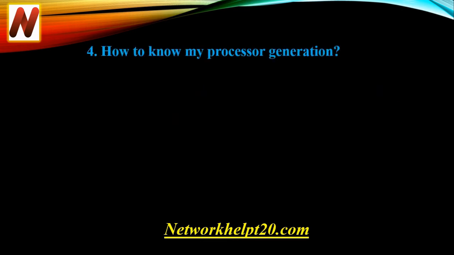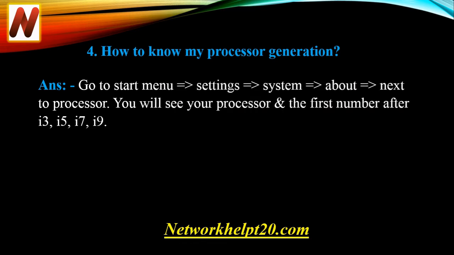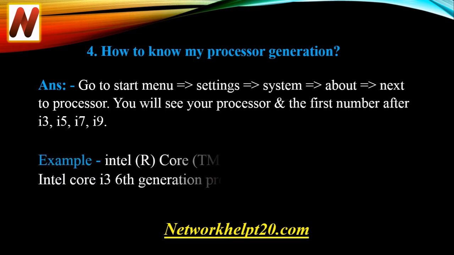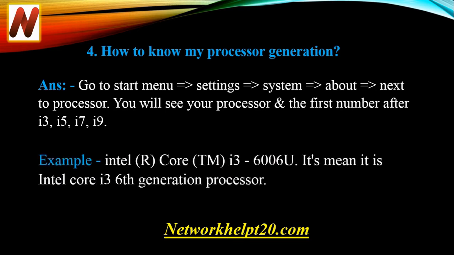Question 4. How to know my processor generation? Answer: Go to Start menu, then Settings, then System, then About, then next to Processor, you will see your processor and the first number after i3, i5, i7 and i9. Example, Intel Core i3 6006U processor. It means it is an Intel Core i3 6th generation processor.